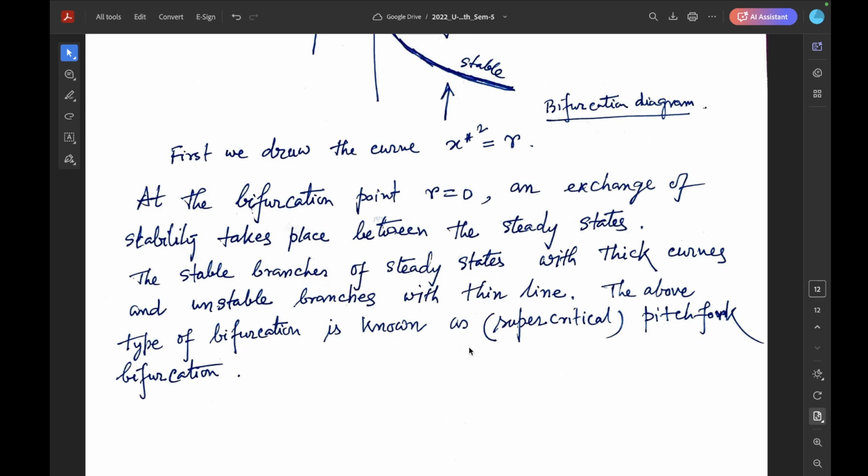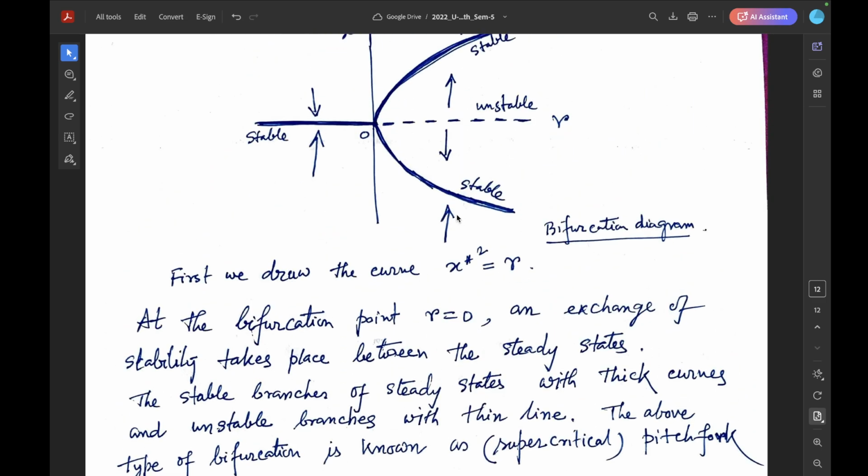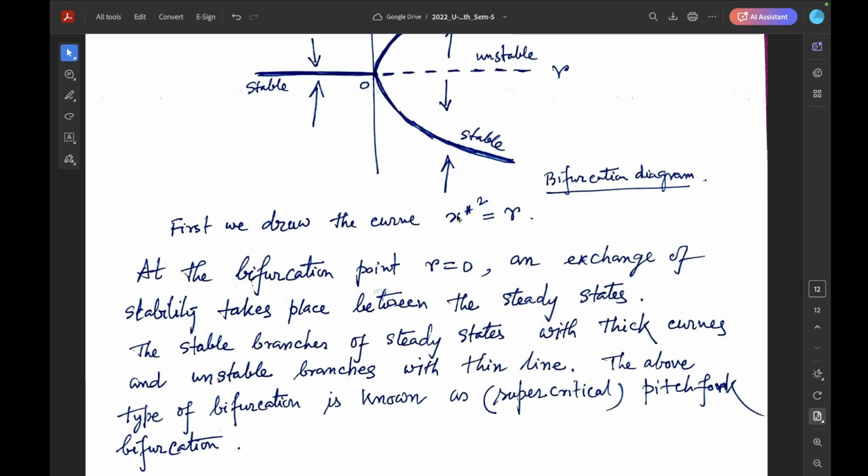The above type of bifurcation is known as pitchfork bifurcation. Actually, it is the supercritical pitchfork bifurcation. Another type is the subcritical pitchfork bifurcation, which I have not discussed here.